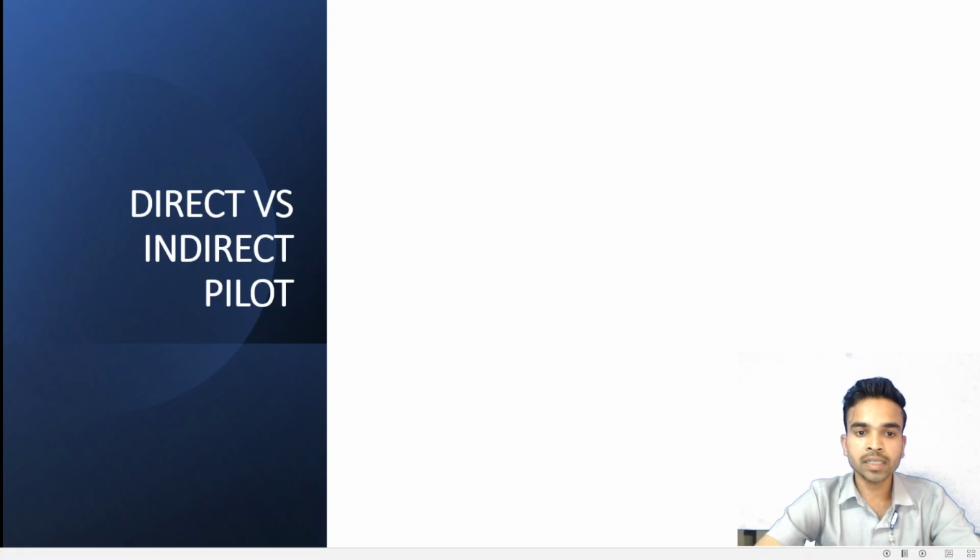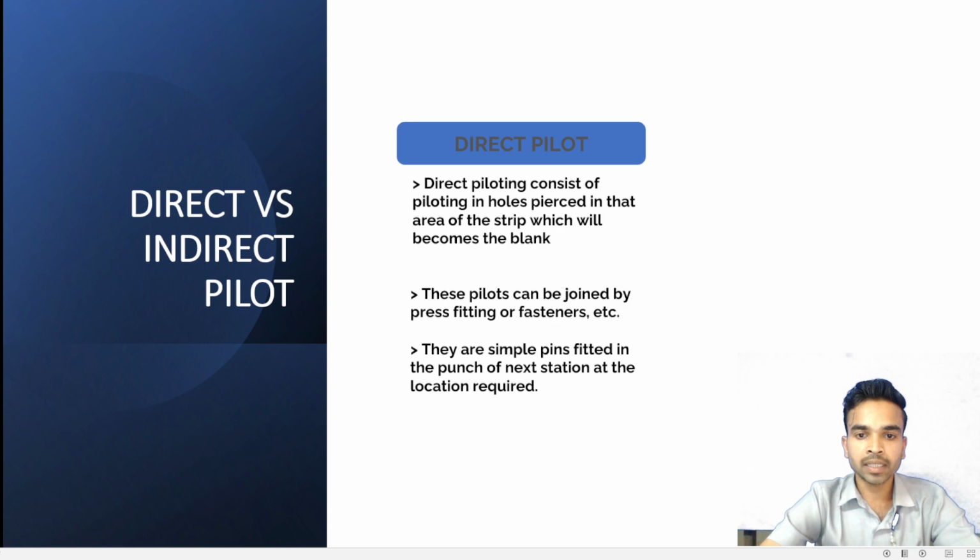Now what is direct versus indirect piloting? Direct piloting. Direct piloting consists of piloting holes pierced in that area of the strip which will become the blank. These pilots can be joined by press fitting or fastening method. They are simple pins fitted in the punch of the next station at the location required.